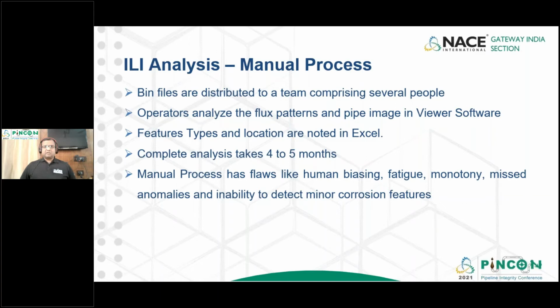The data is recorded in multiple binary files and is distributed to a team of 10 to 12 people. They go through the complete data and analyze the flux signatures and the grayscale pipe images and note down the location and sizing in an Excel file. A final file of all the features is compiled, which is equivalent to the pipe tally. The manual process has its own limitations, like high analysis time, human bias, features getting missed, and many more.